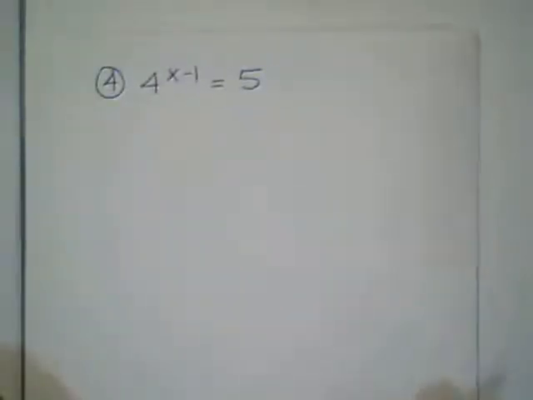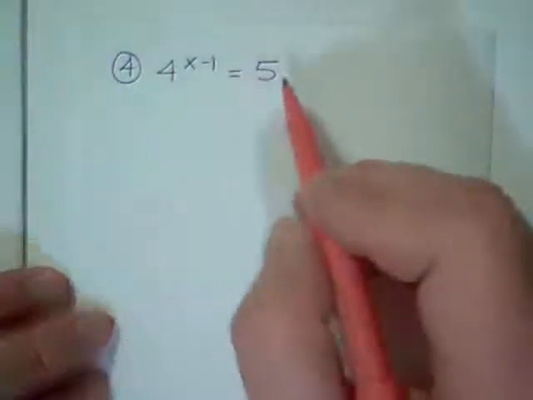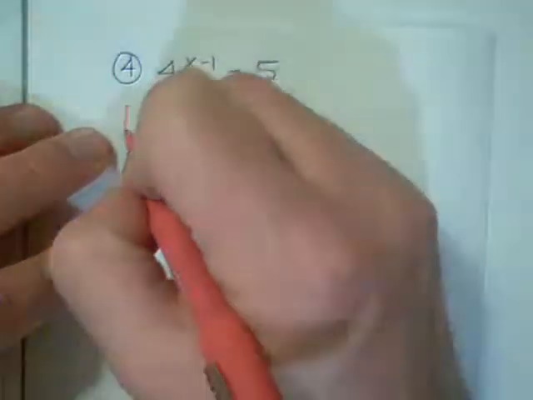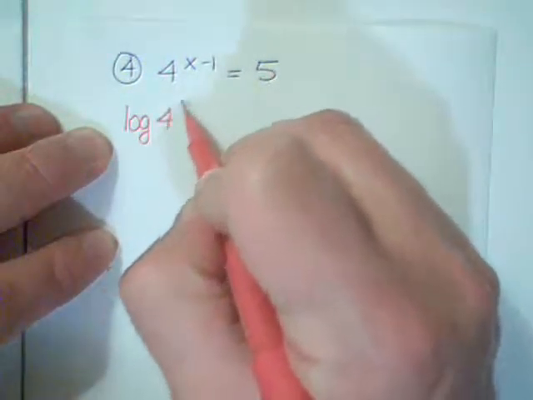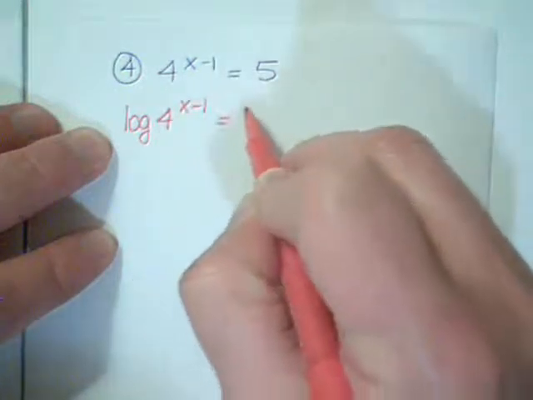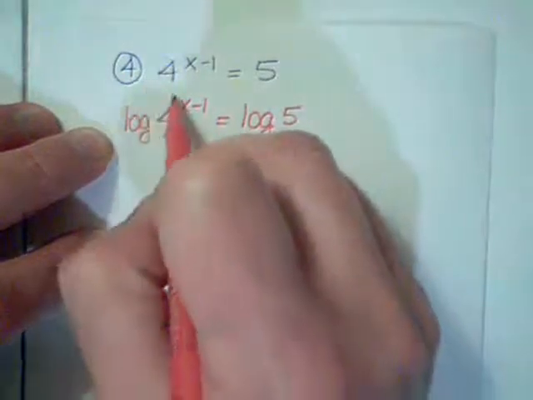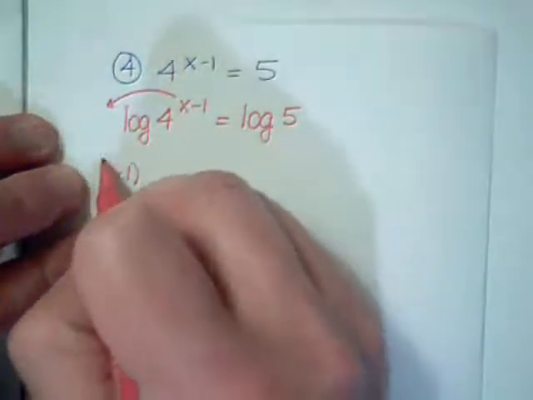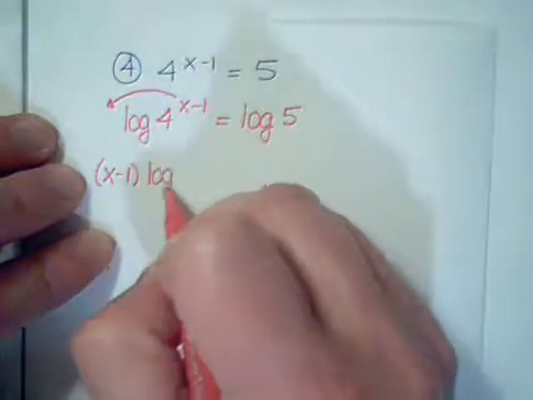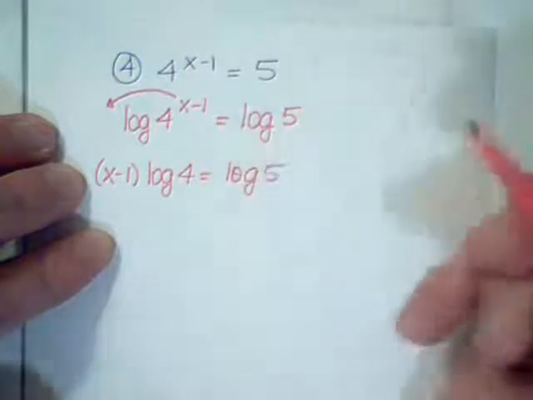So let's go ahead and try problem number 4. Again, I cannot write with the same base, so that means I'm going to be using logs. I'm going to do logs on both sides. And next thing, I want to move the exponent to the front. So x minus 1, the log of 4 equals the log of 5.